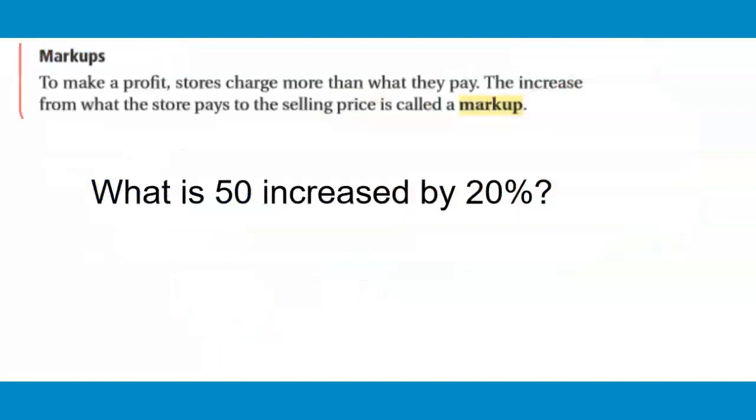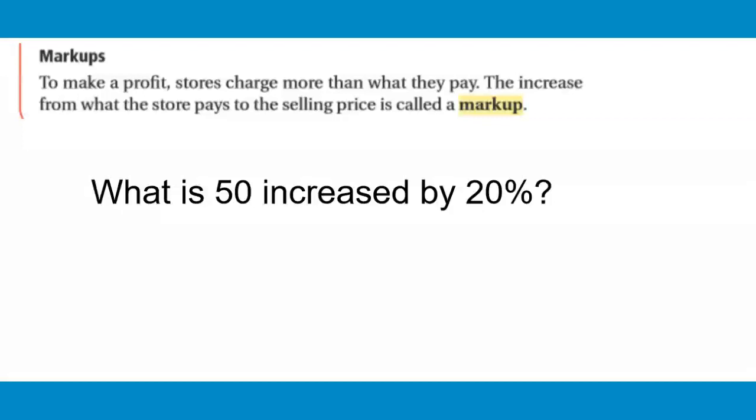All right. So our next thing are markups. Now markups, this is in your notes, but it was back at the beginning when it was talking about discounts. So you have discounts, price is going down. Markups, the price goes up.